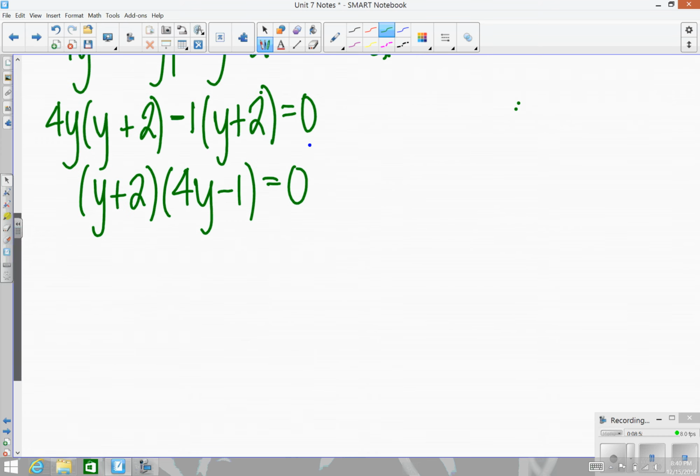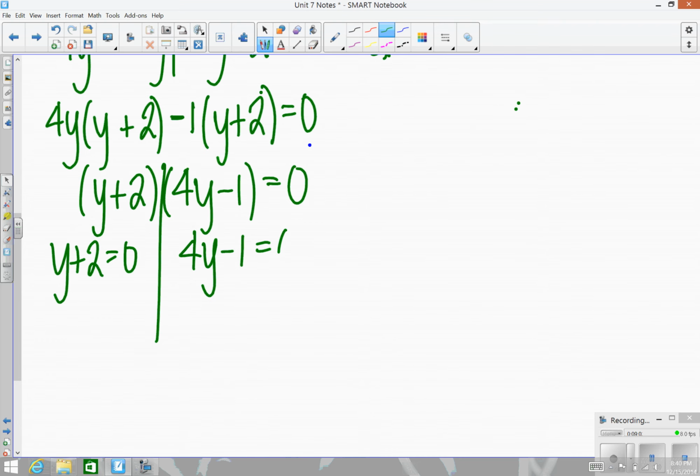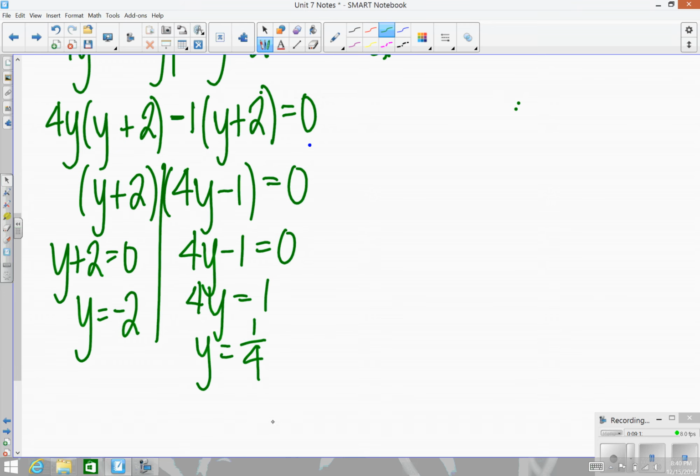And then from there, you can set each piece equal to 0 since it's a product equaling 0, and then you solve it. So subtract 2, we get y equals -2. Bring over the 1, divide everything by 4, we get y equals 1/4.